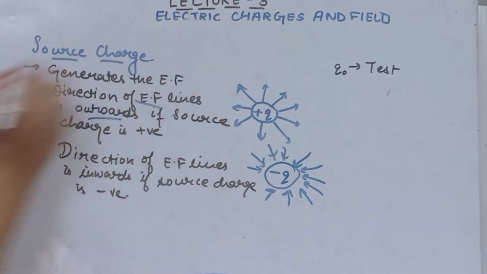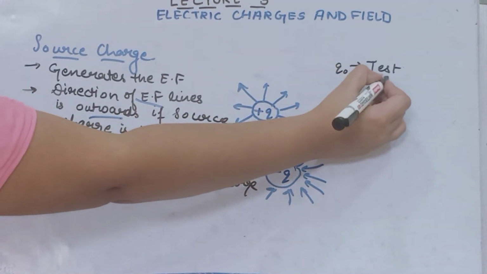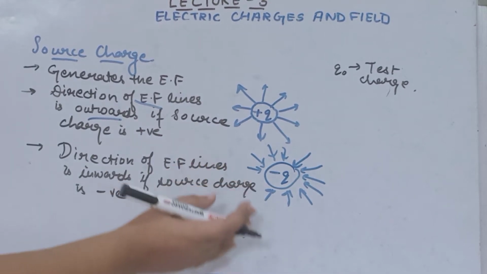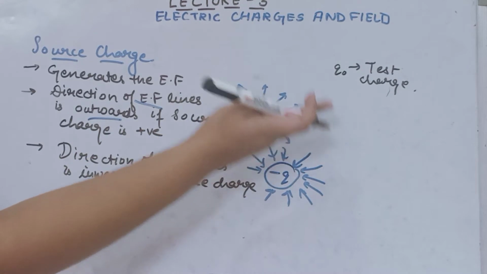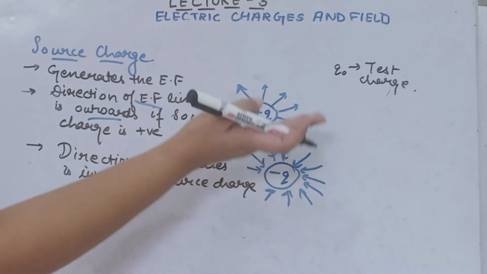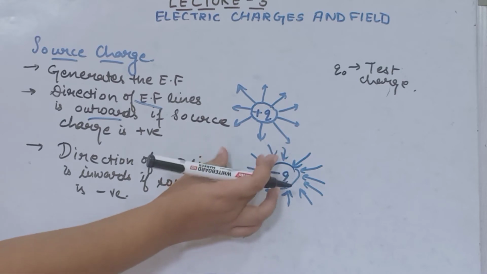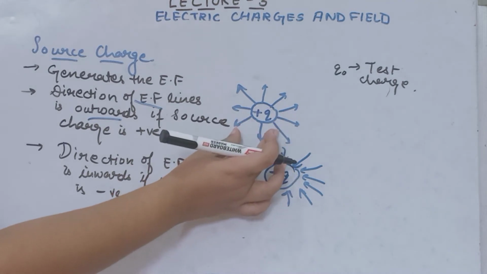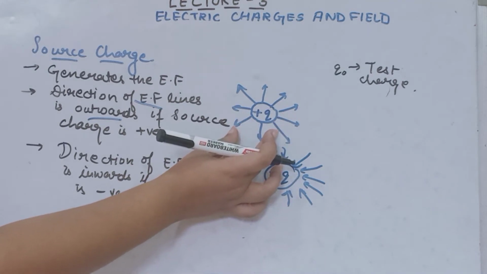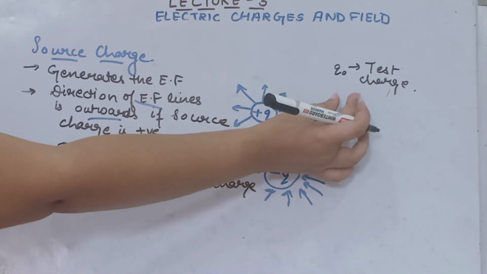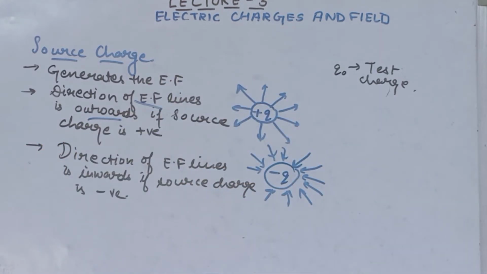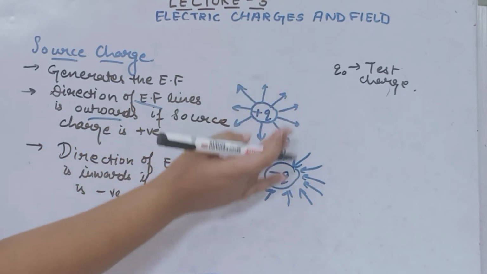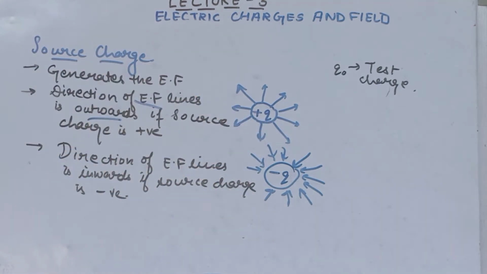Fine. Now, Q naught is the test charge. Let Q naught be the test charge. This charge is very small and the electric field which is generated by Q naught is vanishingly small, and this test charge cannot change the position of this source charge, or we say that this source charge does not experience any kind of force due to the presence of this test charge. So this test charge should be chosen in such a way that it is small enough that it does not affect our source charge Q.